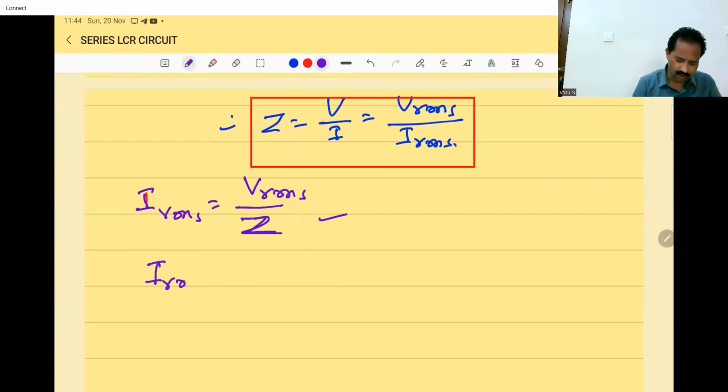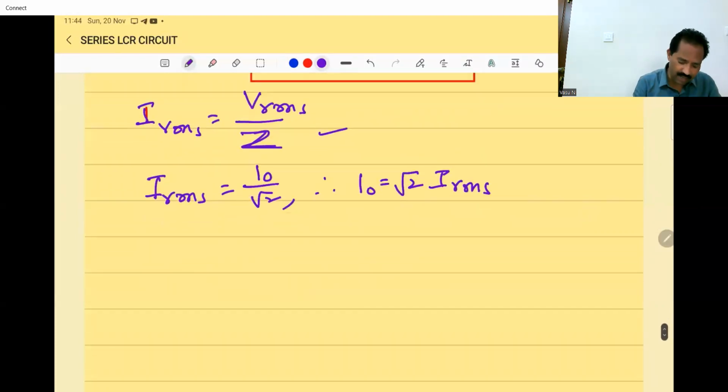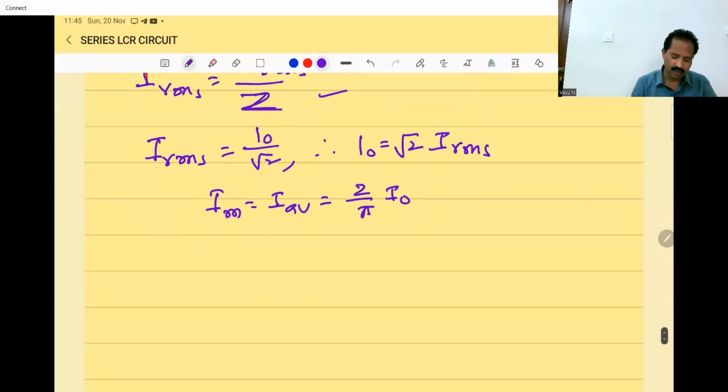IRMS is equal to I0 by root 2. Therefore, I0 is equal to root 2 into IRMS. Okay, children? That gives the peak value. After the peak value, we have the mean value of AC. The I average, also called IM, is equal to 2 by pi into I0. Once you have found I0 above, 2 by pi into I0 gives the average value.